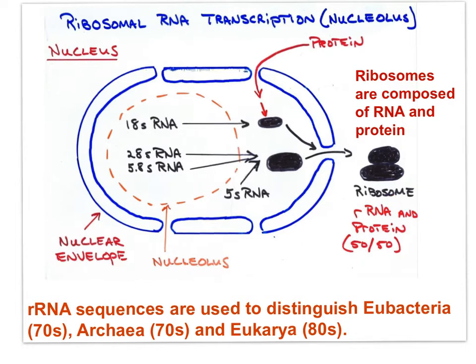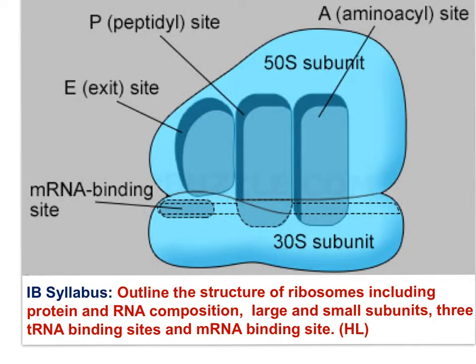Ribosome size and character can be used to distinguish among evolutionary lines. The eukaryotic cells have 80S ribosomes, while prokaryotic cells have 70S ribosomes. Here is a good diagram that displays the 2 subunits of a ribosome and the 3 binding sites for tRNA, as well as the binding site for mRNA.